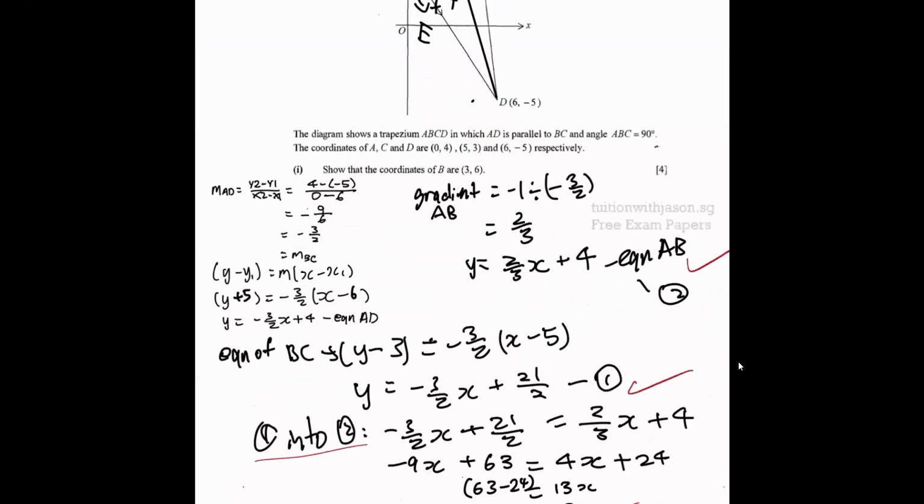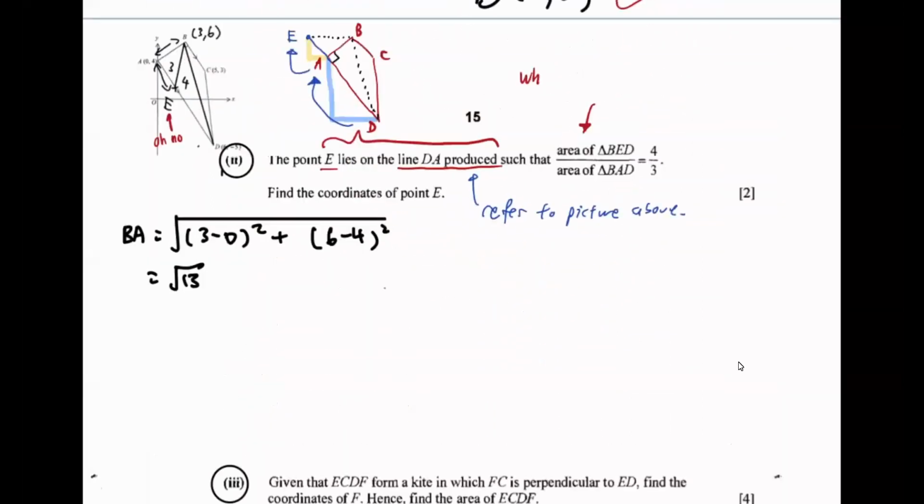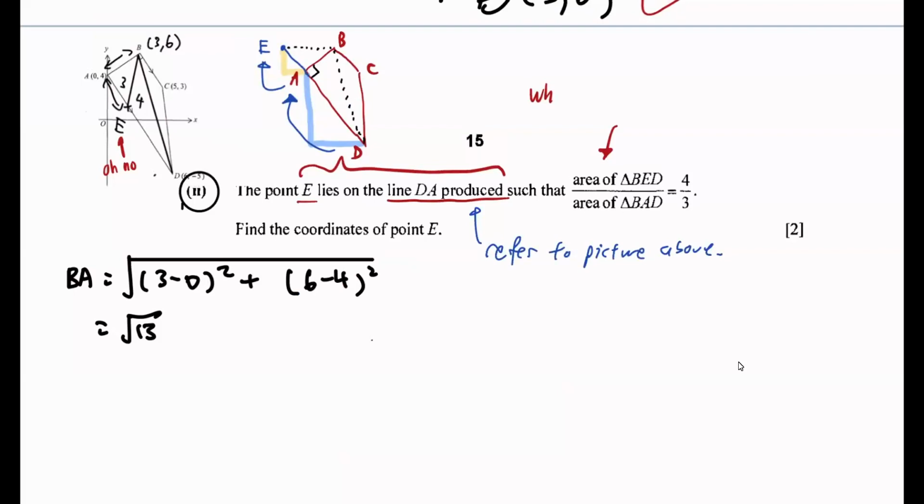So anyways, part 2 here you need to understand the English. It's English comprehension. Here they say the point E lies on the line DA produced. When they say it this way, DA produced, it means D to A, and then you produce in the same direction. So the point E is actually outside. You start at point D, go to point A in the same direction. You extend out until you get a point E.